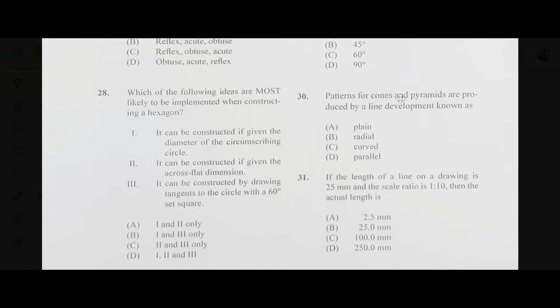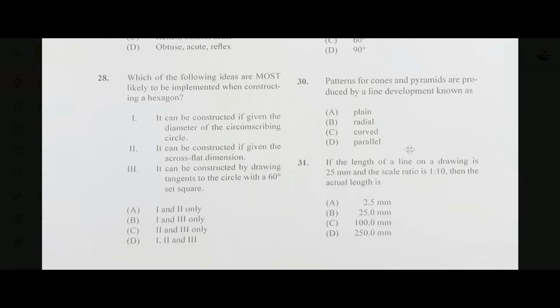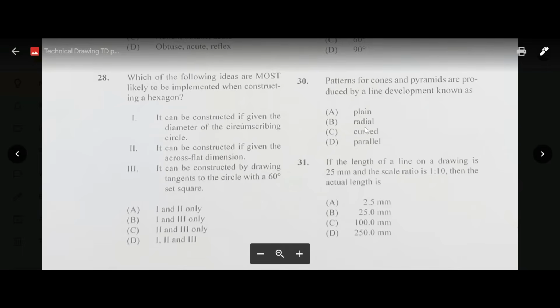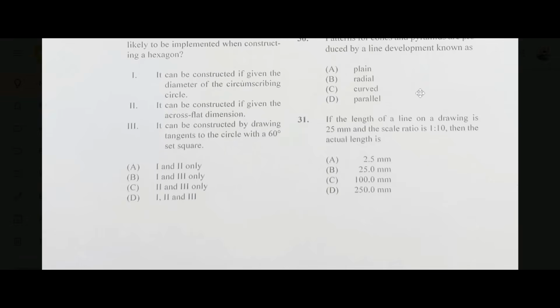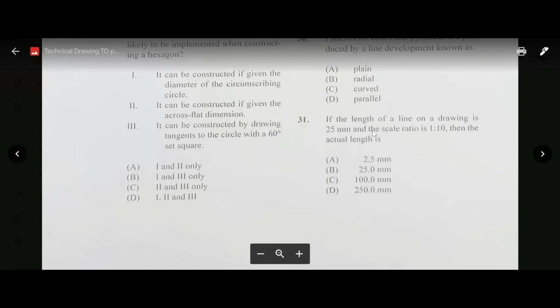Number 30. Patterns for cones and pyramids are produced by a line development known as plane, radial, curved, or parallel. The answer is B, radial. For cones and pyramids, the lines start from the center and radiate outward. Hence, they are called radial lines. B.